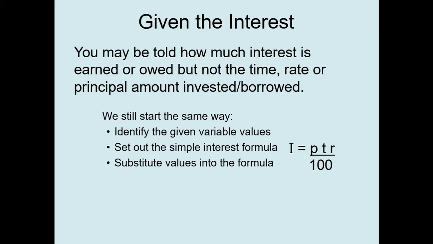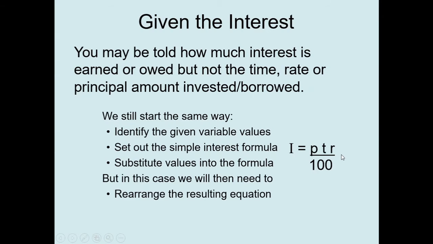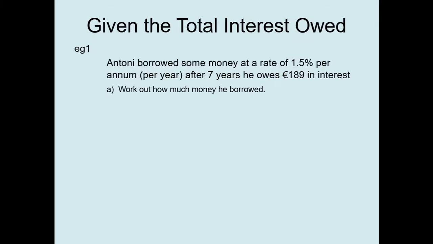Then we substitute our given values into the formula. So if you're told what I is, instead of I, we'll put that number. If you're told what P, T, or R is, same thing. We substitute these variable letters with their values. But this time we need to then rearrange this equation. Once you have substituted values into the formula, you end up with an equation of some number equals some number multiplied by some letter. We need to rearrange that to get the letter on its own.